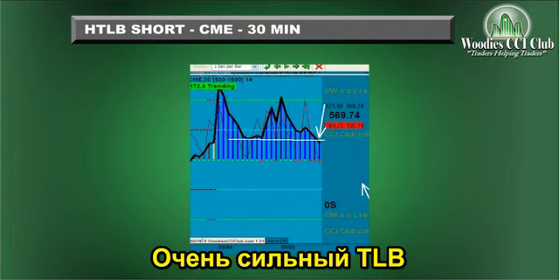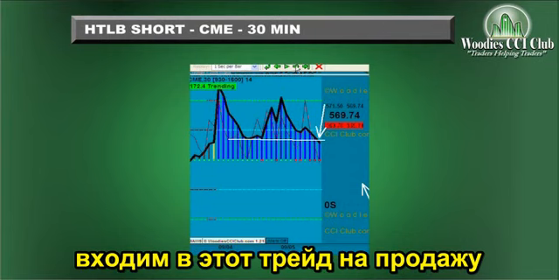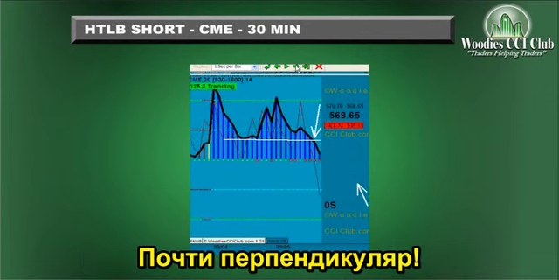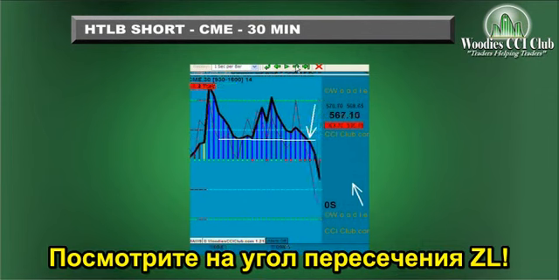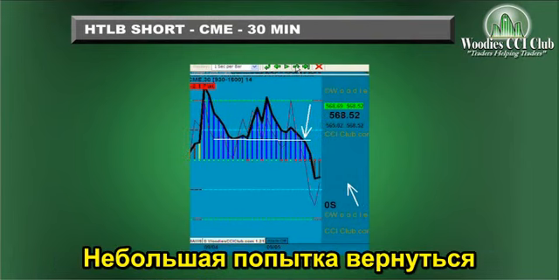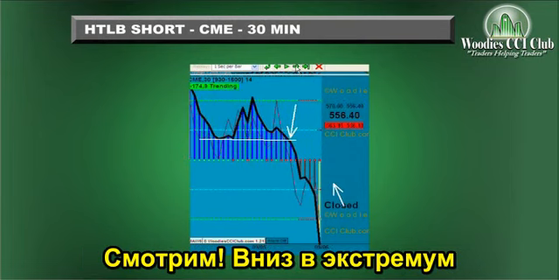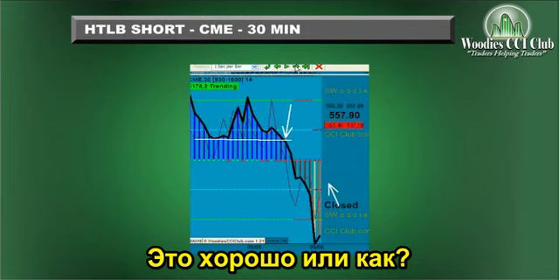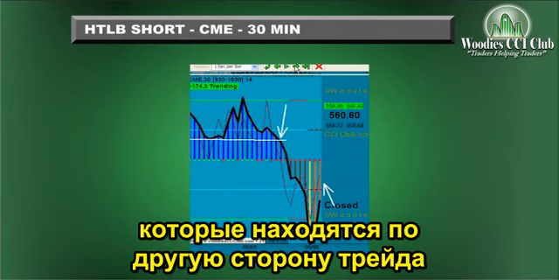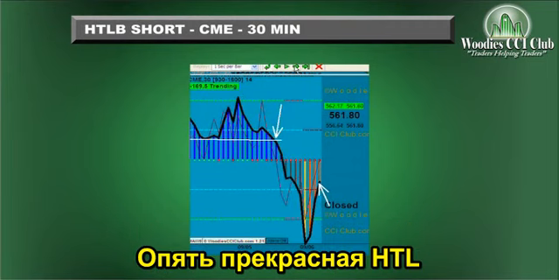Again, very strong trend line break. Lots of touches is what we want as traders. And we get into this trade short. Let's look at the angles. Look at the angle going almost perpendicular. Look at the angle crossing major support there at the 0 line. Look at that, little attempt to try to come back. Look at that, way down into extremes. Is that nice or what? Are you saying thank you very much to the other people on the other side of your trade? Again, a beautiful, beautiful horizontal trend line.